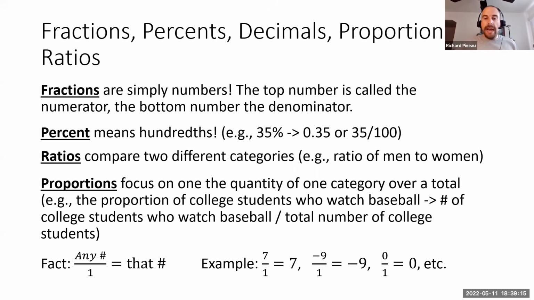And we have a quick fact, just in case, because sometimes this comes up and people get a little confused. So if we have any number over the number 1, the answer here is that number. So what am I talking about? Well, if you have something like 7 over 1, that means 7. Negative 9 over 1, that means negative 9. 0 over 1, this would be 0.